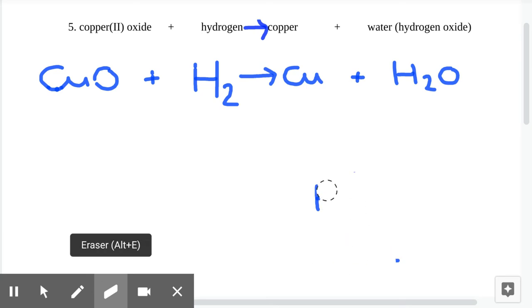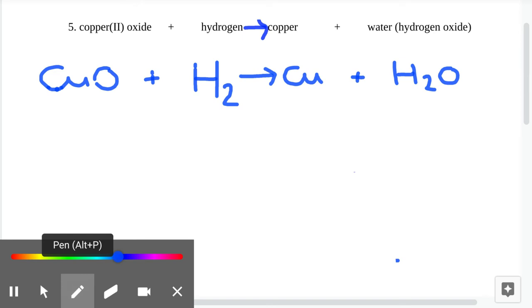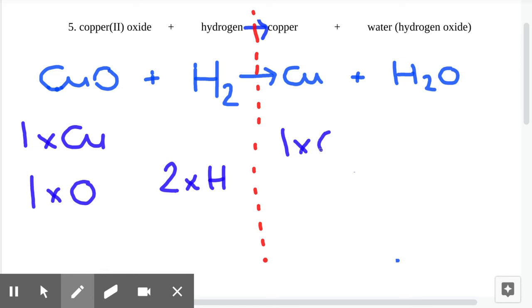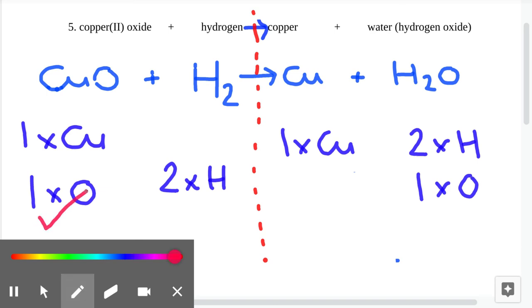Okay, so now we've converted all those into symbols and formulae, we have to basically add the things up. So we add everything up on the left-hand side of the equation, and then we add everything up on the right-hand side of the equation and see if they add up or not. So we have 1 copper, we have 1 oxygen here, we have 2 hydrogens, because we've got the H2 molecule, we've then got 1 copper on this side, we've got 2 hydrogens from the H2 part of H2O, and obviously we've got 1 oxygen.